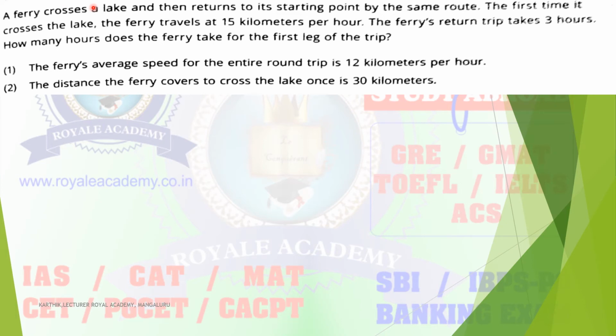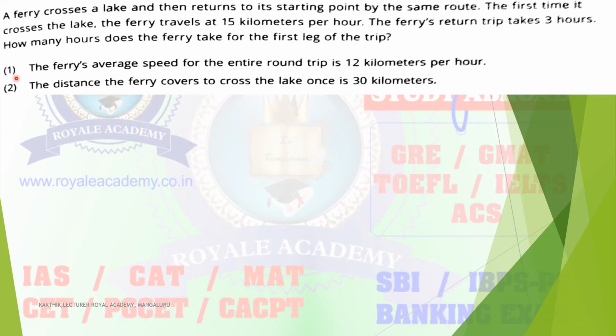A ferry crosses a lake and then returns to its starting point by the same route. The first time it crosses the lake, the ferry travels at 15 kilometers per hour. The ferry return trip takes 3 hours. How many hours does the ferry take for the first leg of the trip?